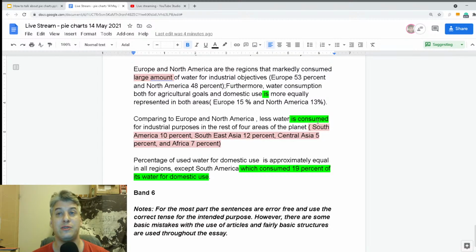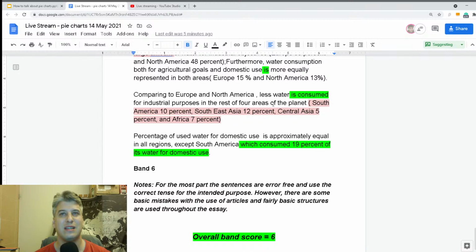So we could use, so less water is consumed for industrial purposes in the rest of the areas of the world, and we could say namely South America, Southeast Asia, Central Asia and Africa, which use 10%, 12%, 5%, and 7% respectively. So I just think that it's a little bit repetitive perhaps. So that's probably why I highlighted it earlier on.